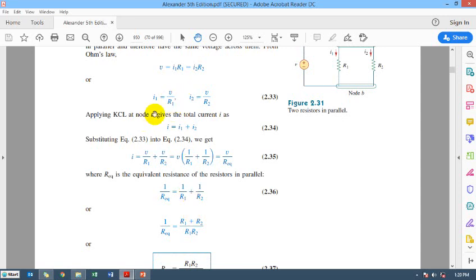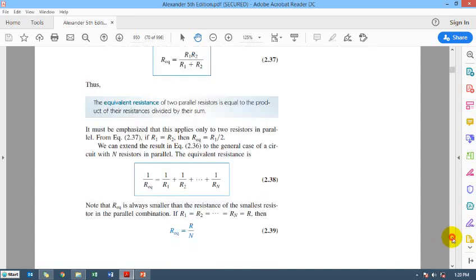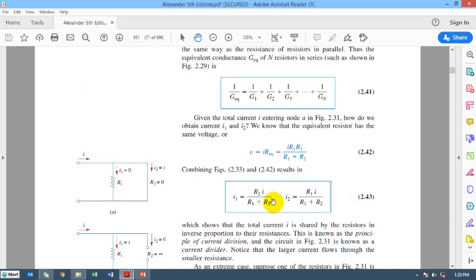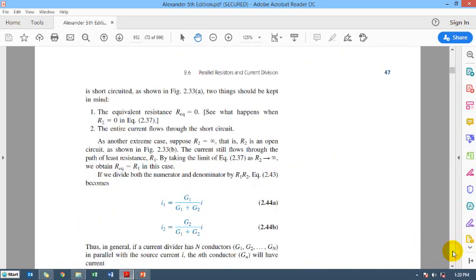So what will happen? This R1 and this R1 cancel, because R1 is already in the numerator of the equivalent resistance. If you divide by R1, you will be left with only R2. In the same way, if you divide by R2, you will be left with only R1. So those are the two current divider formulas. Now let us start practicing the same thing.